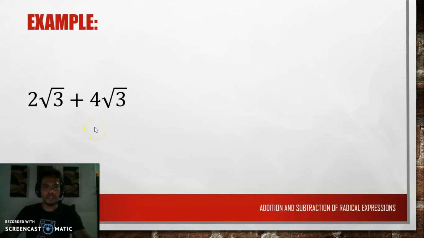The next step is we have to combine similar radicals by adding or subtracting the coefficients and copying the common radicals. Since they are similar radicals, we combine the coefficients. The coefficient of the first radical here is 2 and the other one is 4. So we have here 2 plus 4 is equal to 6. Then we copy the common radical. So we have here 6 square root of 3.